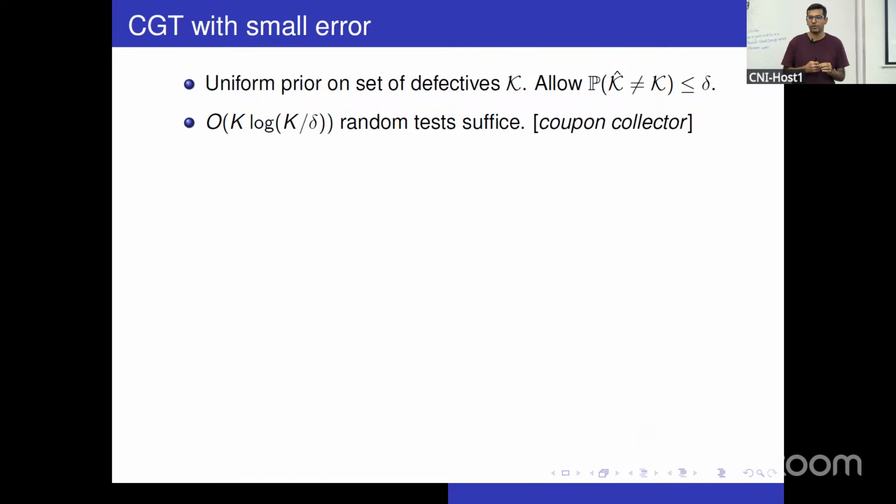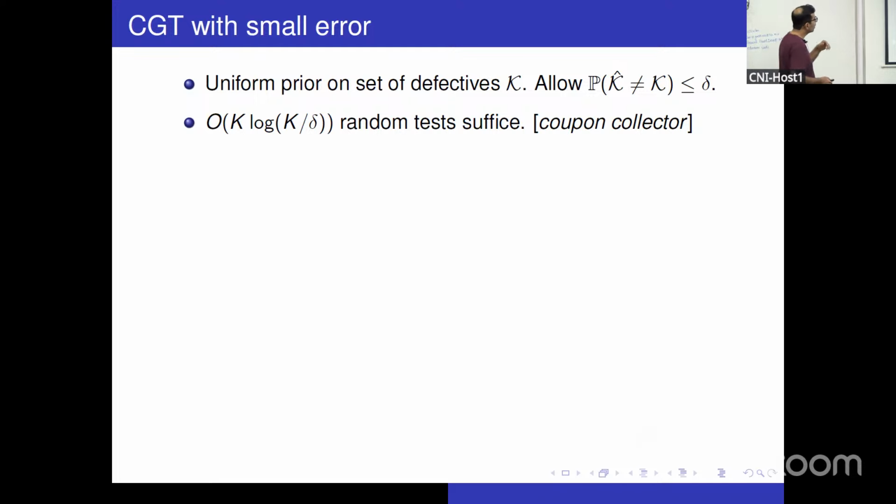Think of each defective item as a coupon, and there are k coupons. In any random permutation, any of the defectives is equally likely to be the first defective item, and that is the coupon that you collect. So you're essentially getting uniform coupons, and this is exactly the coupon collector problem. I want to get all the coupons with some probability, so these many random tests suffice. Notice there is no dependence on n here.